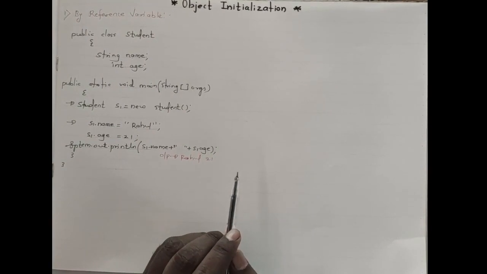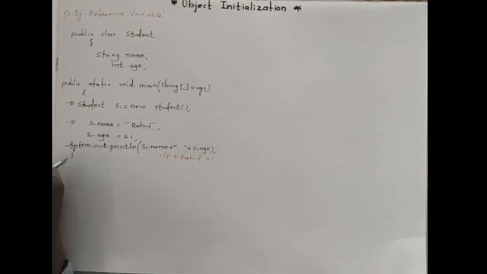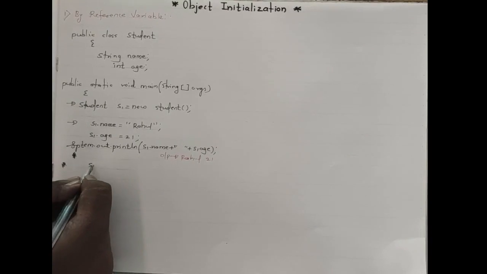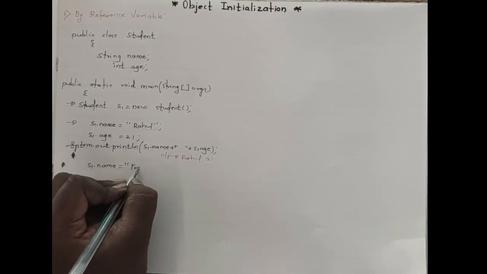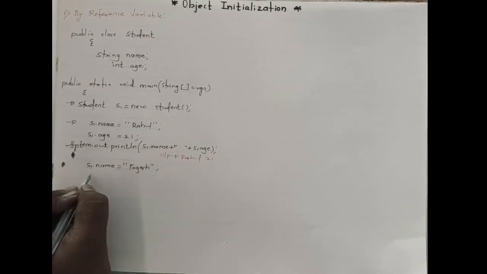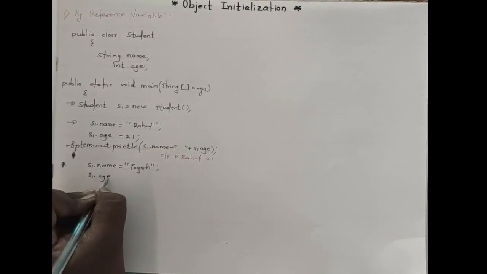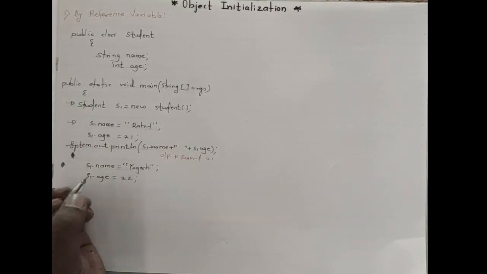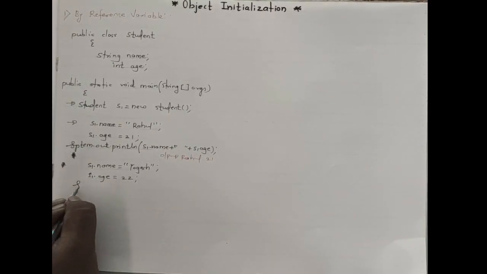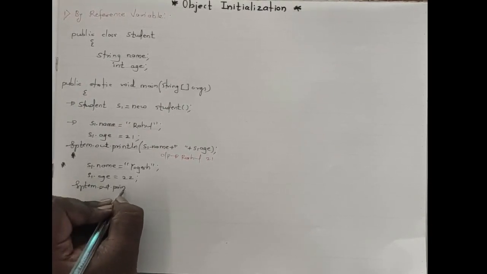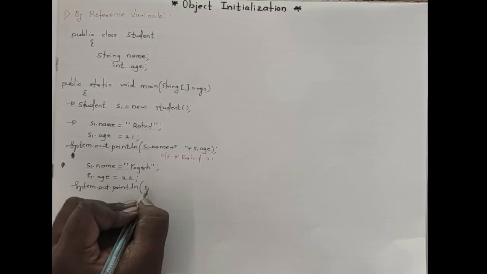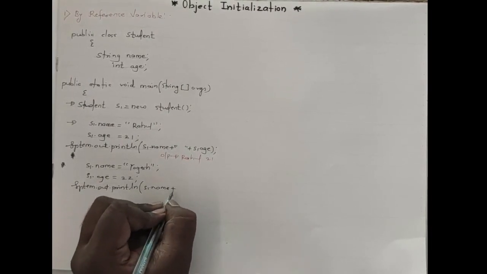Suppose we have another student with us. I am just cancelling that assignment here. Suppose we have another student with us. Simply s1.name is equal to Yogesh, then s1.age is equal to 22, and again printing that here, System.out.println(s1.name + s1.age).